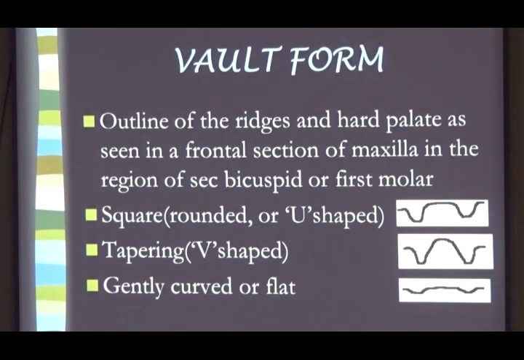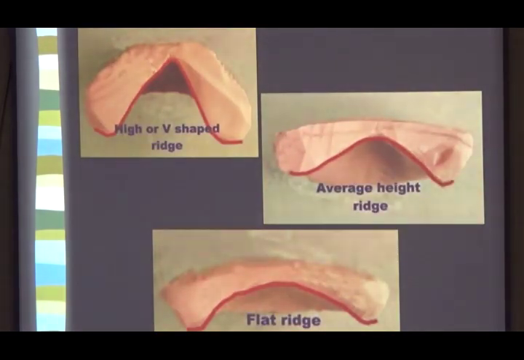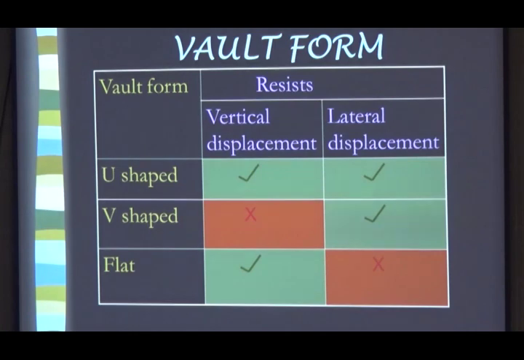So vault form is what you see in the roof of the maxillary arch. You can section the cast to see this. The vault form can be square, tapering or gently curved. In other words, it can be U-shaped, V-shaped or gently curved or flat. This is a V-shaped arch, a U-shaped arch and a flat or gently curved arch. A U-shaped arch offers resistance to both vertical as well as lateral displacement. A V-shaped arch will only offer resistance to lateral displacement and no resistance to vertical displacement. A flat arch will offer resistance to vertical displacement and not towards lateral.